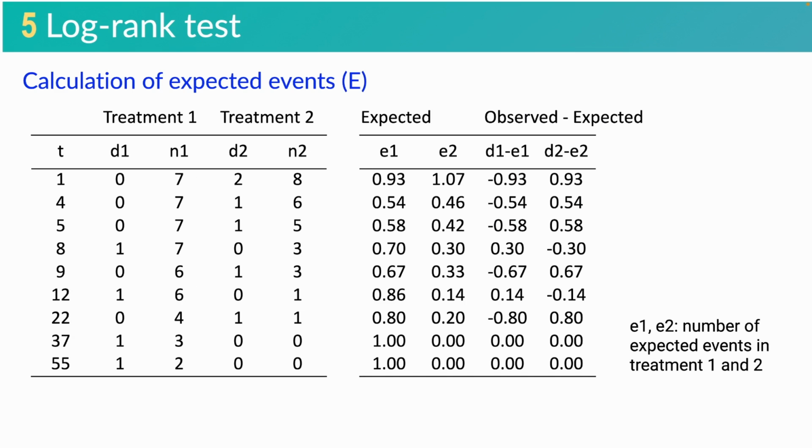After we arrange the data of two treatments in one table, we can calculate the expected event and the differences between the observed and expected event at each time point, as in the table on the right. The question is how we calculate these values.